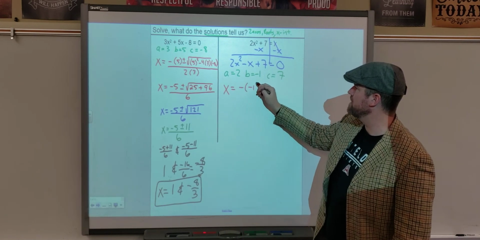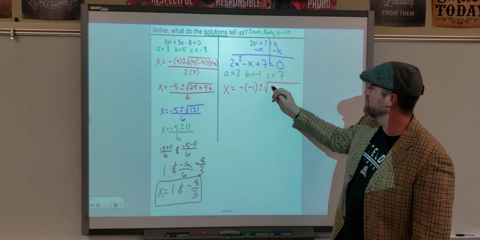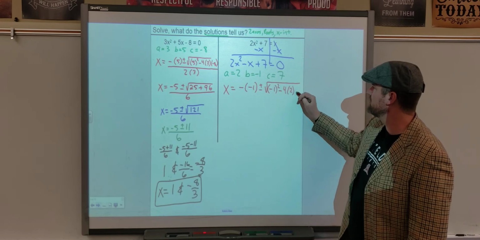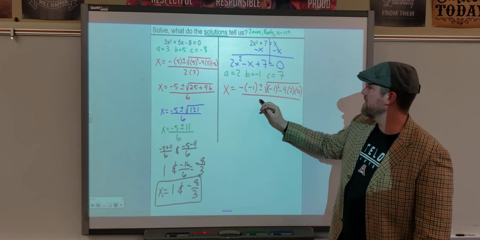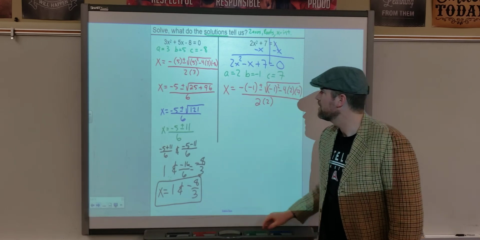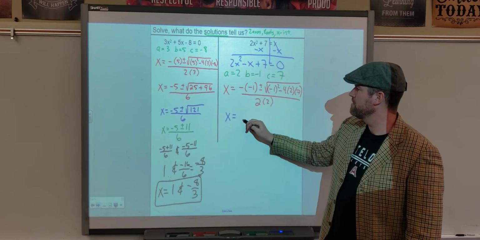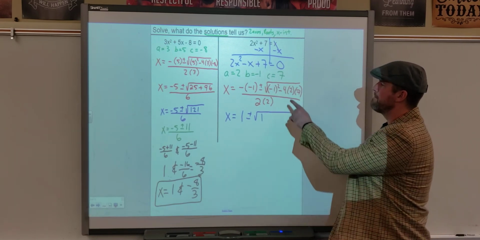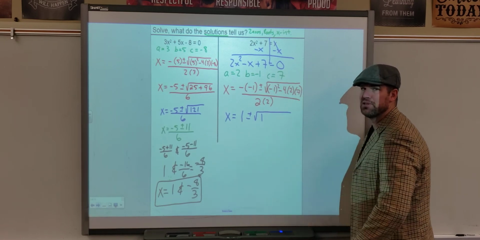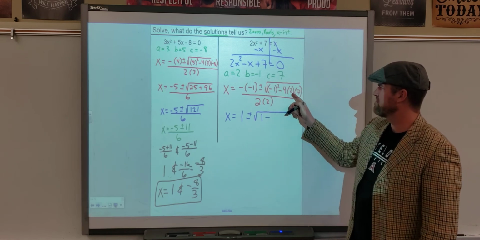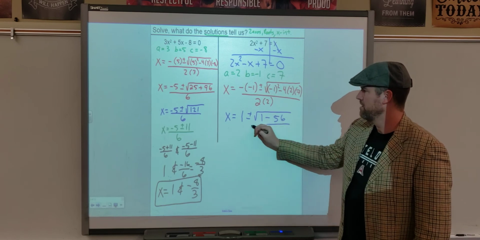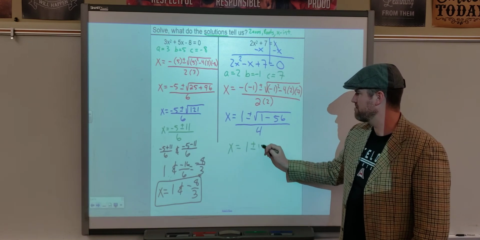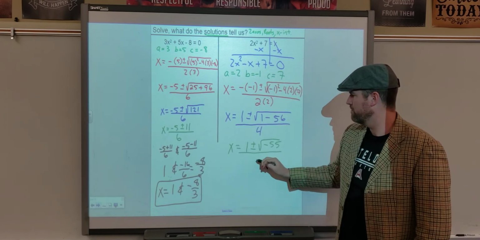X equals -b, negative, plus or minus the square root of b squared, -1 squared, that will be a positive, minus 4 times 2 times 7, all over 2a, 2 times 2. X equals positive 1 plus or minus negative 1 squared. Negative 1 times negative 1 is positive 1. A minus, and then notice this time there are no more negatives, so we're not going to switch it to plus. It's going to stay minus. 4 times 2 is 8. 8 times 7 is 56. All over 2 times 2. As we continue to simplify, we get x equals 1 plus or minus square root of negative 55 over 4.